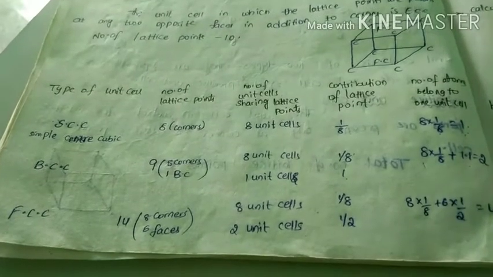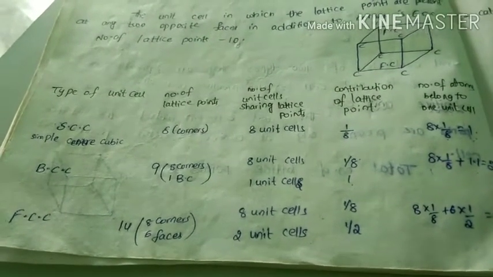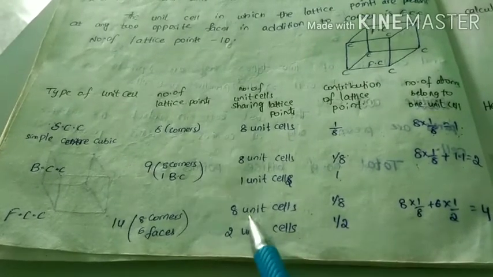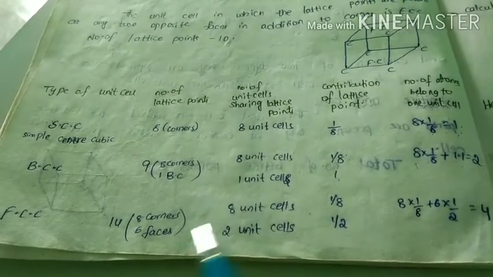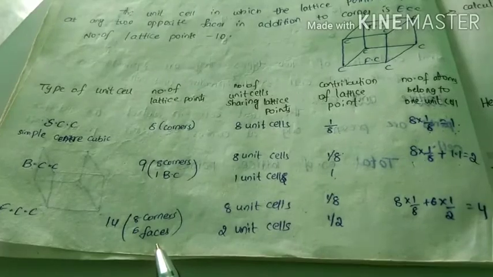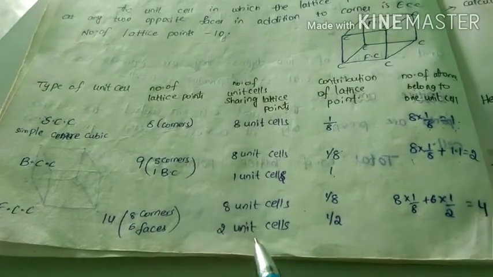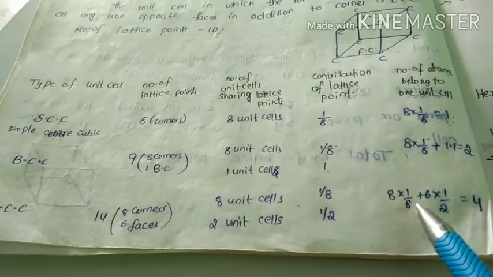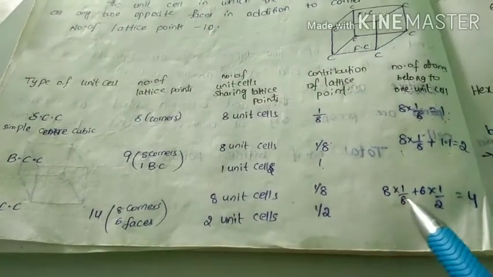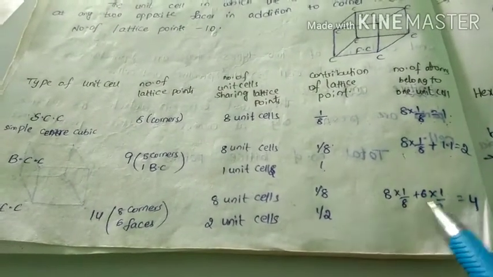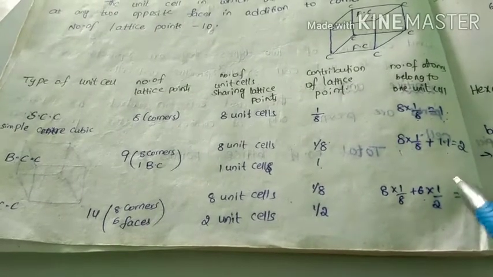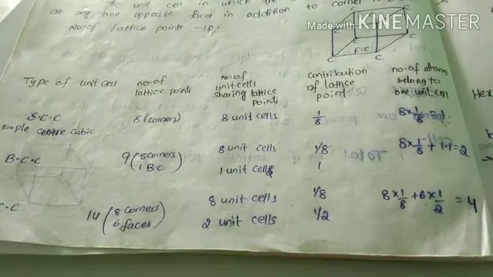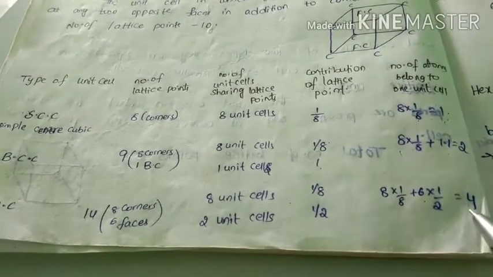FCC, face centered cubic unit cell. FCC means 8 corners, 6 faces, total 14. 8 corners shared by 8 unit cells, and 6 faces, each face shared by 2 unit cells. So its contribution 1 by 8, and 1 by 2. Total 8 into 1 by 8, plus 6 into 1 by 2. That is 4. That means if particles are present at corners and faces, then total number of atoms belonging to that unit cell is equal to 4.